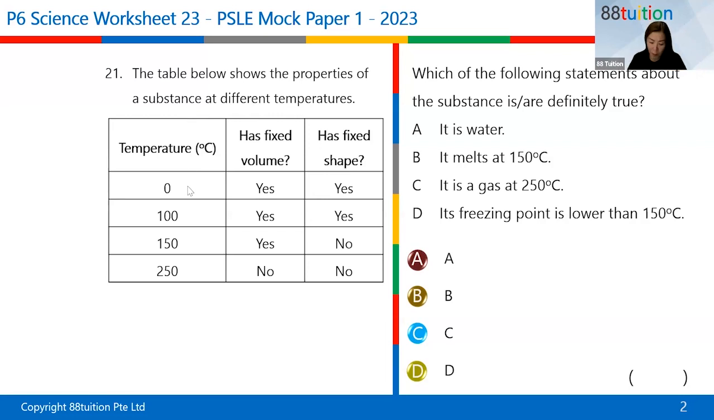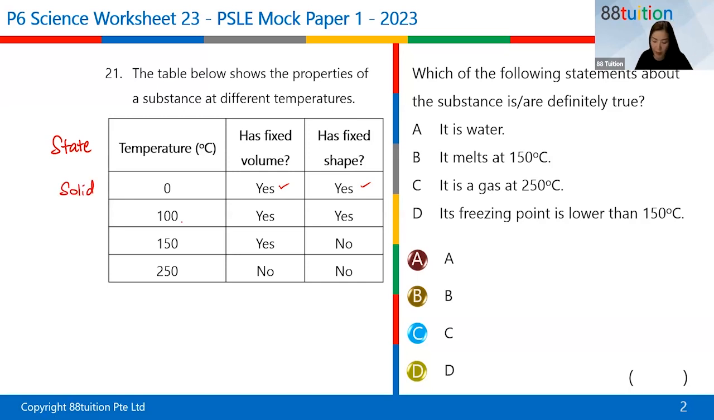So you look at this one, they are telling you properties of a substance at different temperatures: at 0, at 100, 150, 250. So when it is at this particular temperature, it has a fixed volume, it has a fixed shape. What kind of state do you think this is in? What kind of state? Okay, so we have solid state.